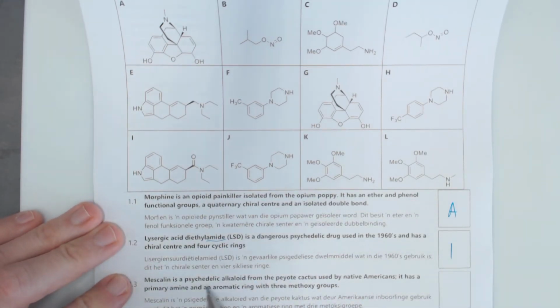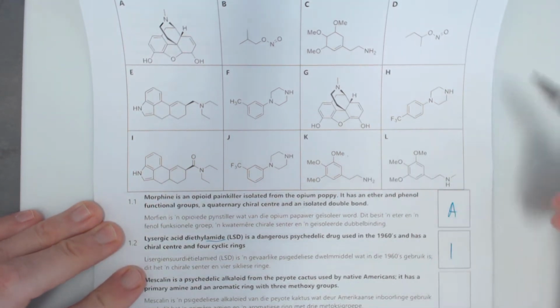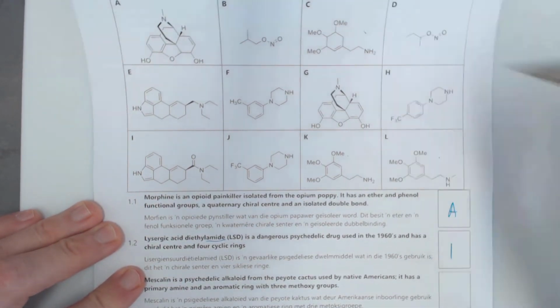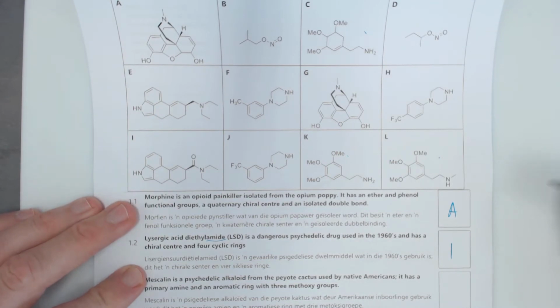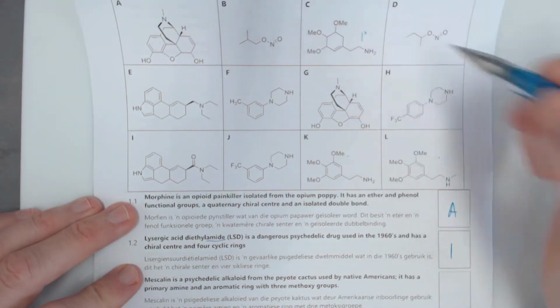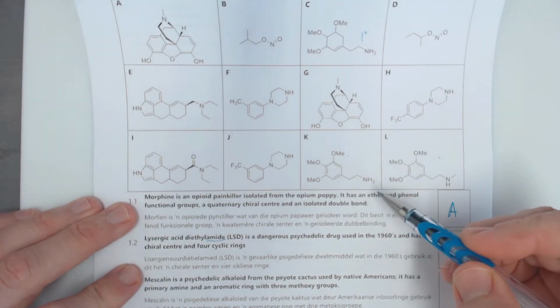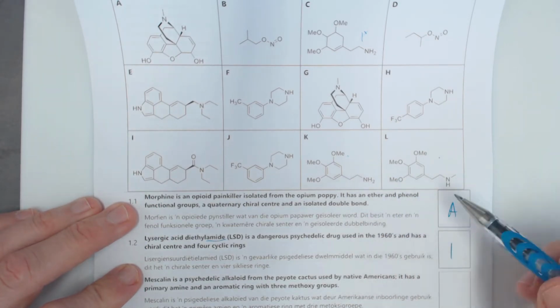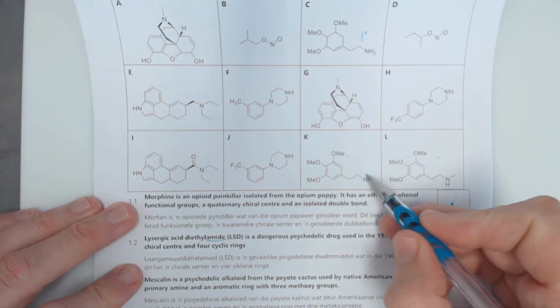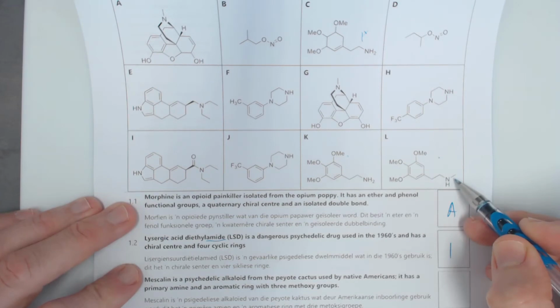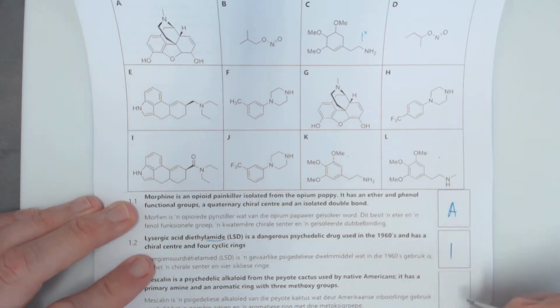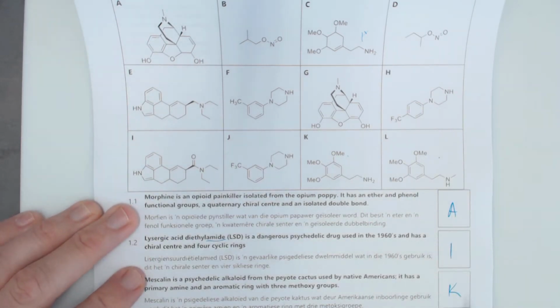Then mescaline is a psychedelic alkaloid, that's all unimportant. It has a primary amine and an aromatic ring with 3 methoxy groups. Okay, 3 methoxy, possibility, possibility, possibility, but it's an aromatic ring, so this one is not anymore. So it has to be either those 2 things, but it says it's a primary amine. That's a primary amine. This one over here is a secondary amine, so it must be K.